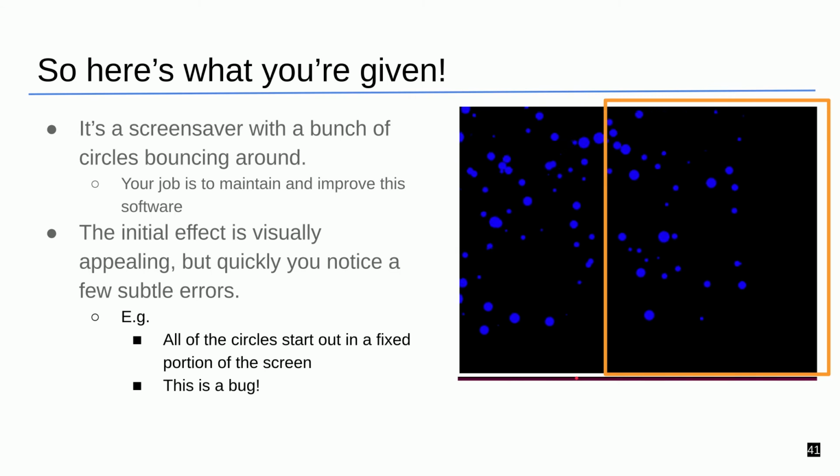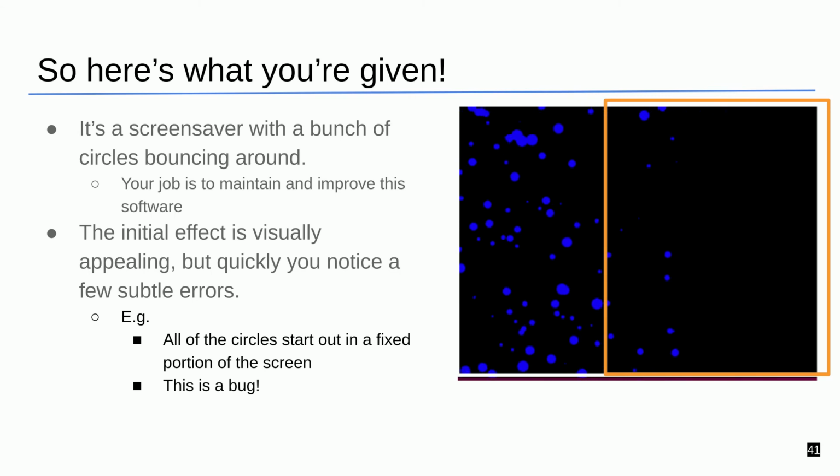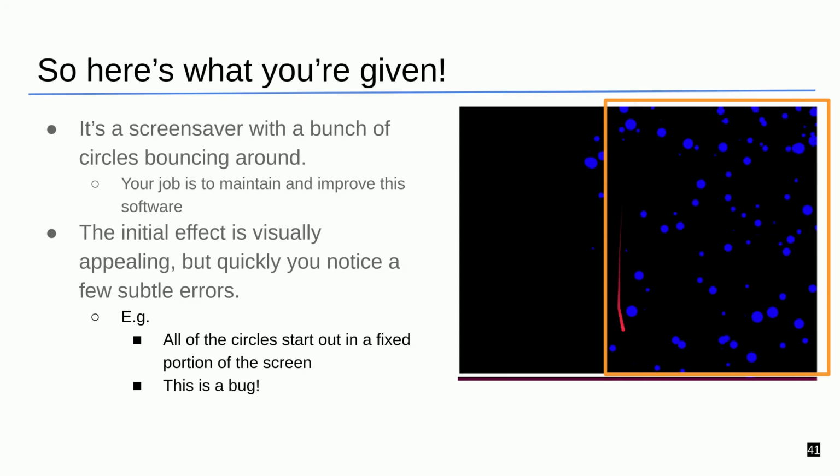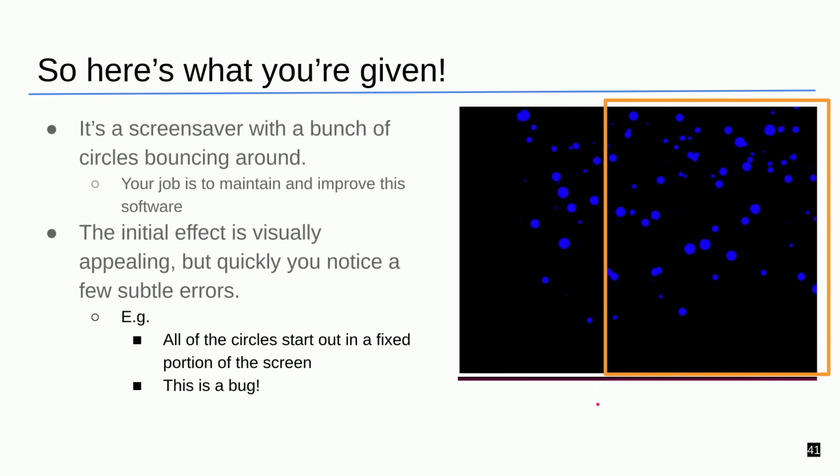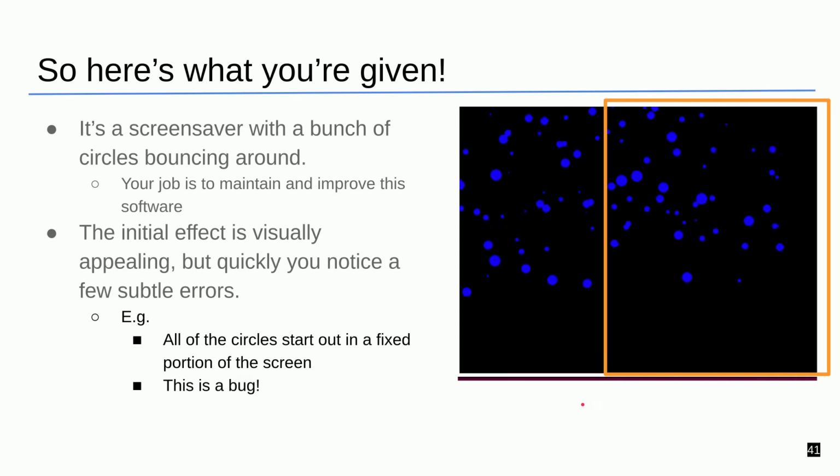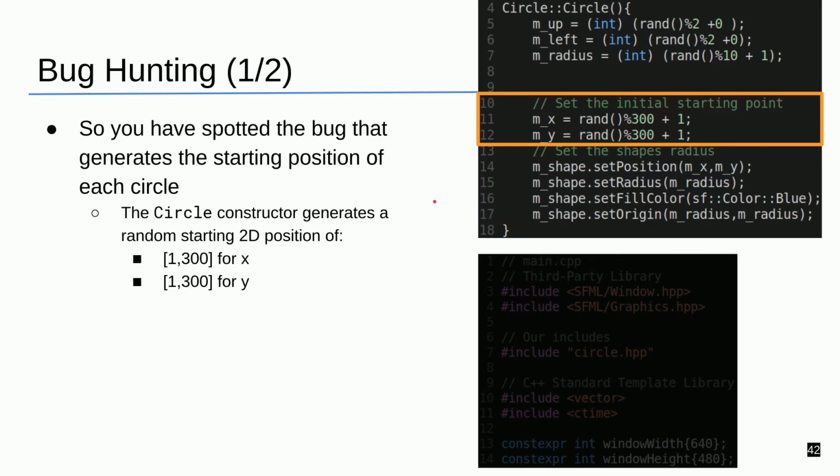In this example, all of the circles start out on a fixed portion of the screen. You can see it right here when the animation starts. And this is a bug. Okay. So you go bug hunting, and you've spotted a bug that generates the starting positions of each of the circles. This is in the circle class that we designed, and we noticed that all of the circles are generated at a random position of 300. Or rather, between 1 and 300.